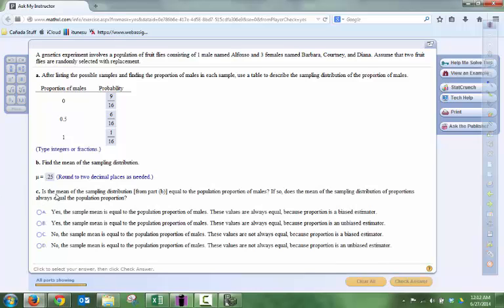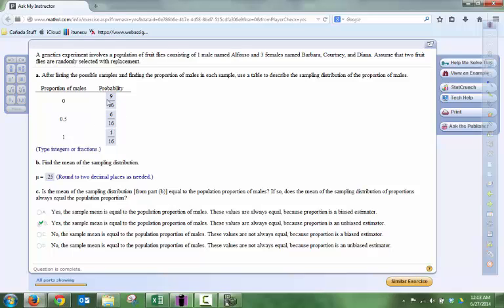Next is the mean of the sampling distribution from part B equal to the population proportion of males? Well, there's 1 male out of 4 fruit flies, so that does look like it's 25%. So it says yes, the sample mean is equal to the proportion of males. And I would say they're equal because they're unbiased estimators. Okay, so that's how you set up the problem.